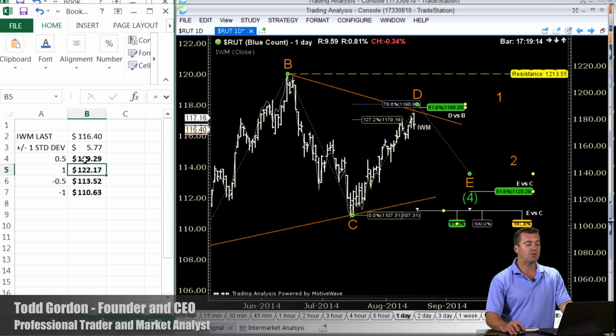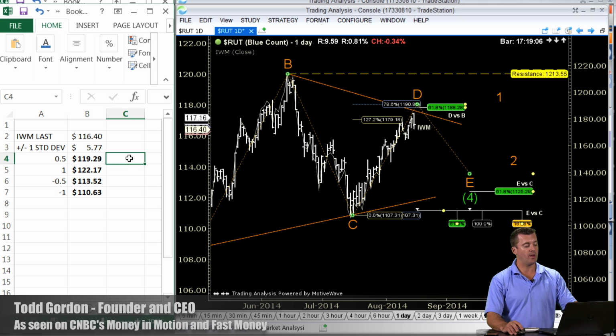So what I'm interested in doing is the first half of this, selling a 1/2 standard deviation around the 119 to 119.5. Let's just pull that one out, and we're interested in the 119. We'll call it 50, see what strikes are available.